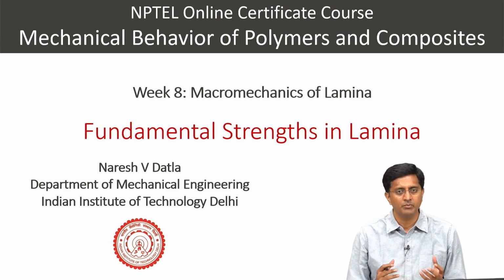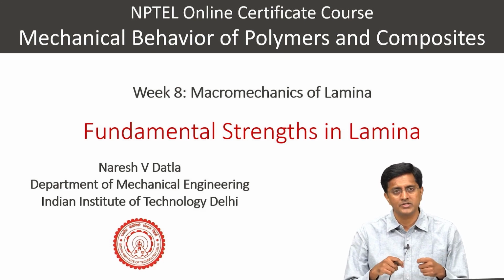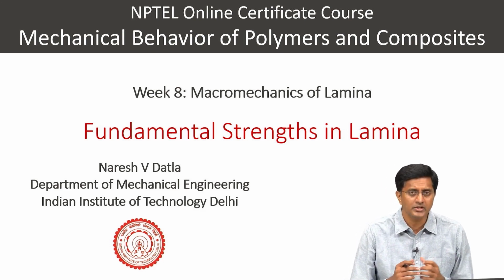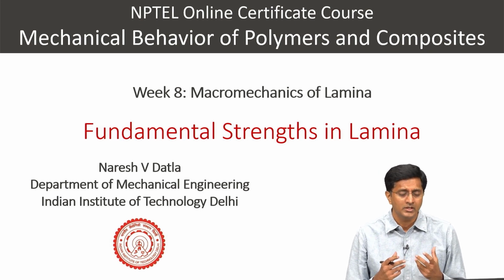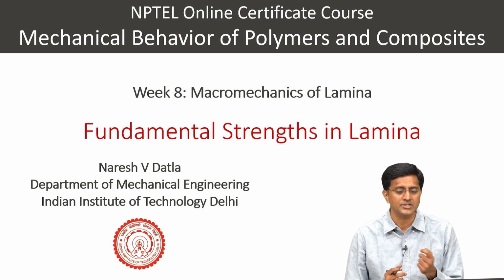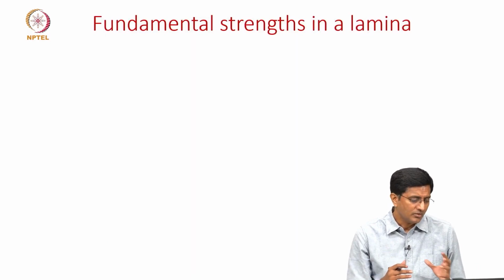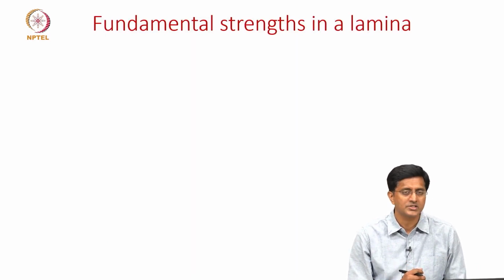So these loadings may be as simple as uniaxial loads as well as complex as biaxial or triaxial loads, meaning loads acting in two directions or three directions. So in this combination of loads, how do we assess whether a particular lamina fails or if it is safe? For that, we will see what are the properties we have to look at for the strength of a lamina. So we'll start with defining a few fundamental strengths in a lamina.